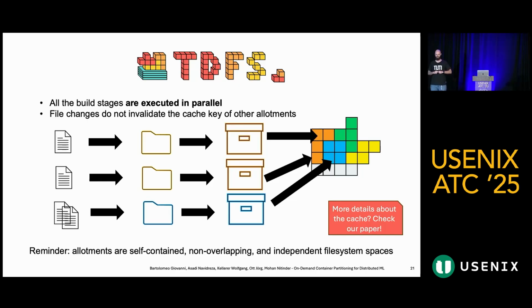But the cool thing about all of this is that all these blocks are independently cached. That means if, for instance, I'm spreading my model across all these allotments and I'm updating a specific part of my model, I don't have to recreate the entire container layer. I pretty much cache all the allotments that I can, and I'm only rebuilding the specific allotment that got hit by this model update. So this gets quite efficient if you have frequent model updates, which happens. I mean, in our paper, we have an intensive discussion about this specific use case.